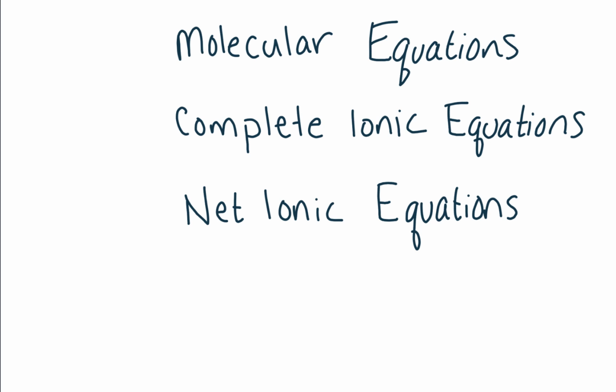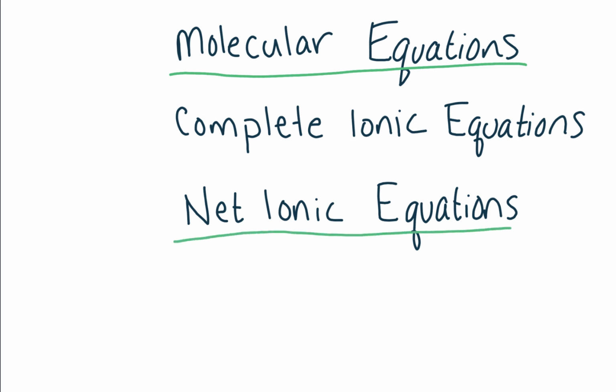There are different ways to write a chemical reaction equation, and we call them molecular equations, complete ionic equations, and net ionic equations. If you're just given a chemical reaction equation, you are probably given a molecular equation. This is the most common way to write it. But sometimes it can be really helpful to write what we call a net ionic equation, because that shows us exactly what's happening and it gets rid of all the fluff.